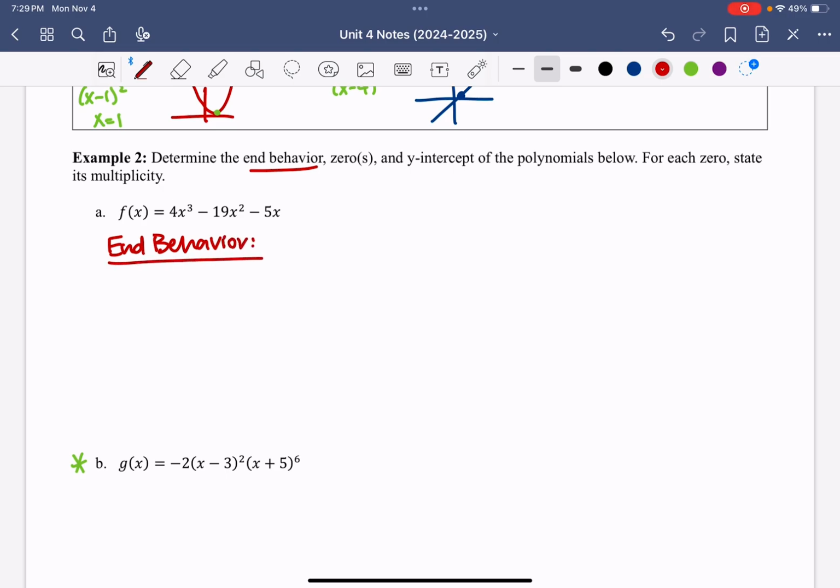Okay, so end behavior. Anytime it says to determine the end behavior, that does mean, even if it doesn't state it, to write it in limit notation. But let's collect some facts about it.